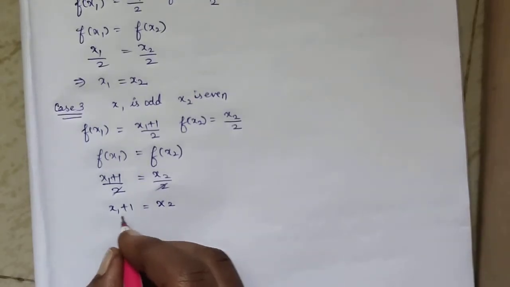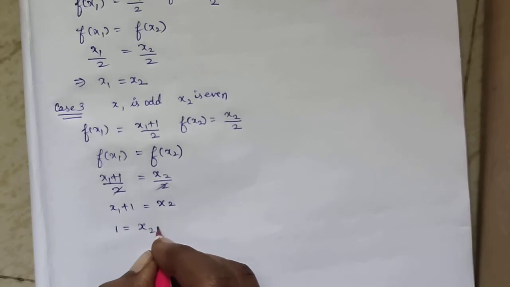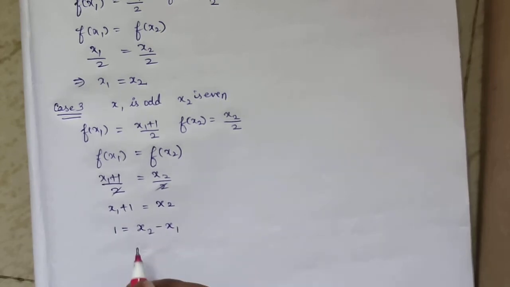Now we can write this by taking x1 to the other side, so 1 is equal to x2 minus x1. x2 is an even number, x1 is an odd number. So the difference between the even and the odd number is 1. Here I didn't get x1 is equal to x2.